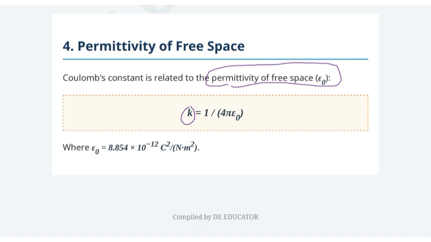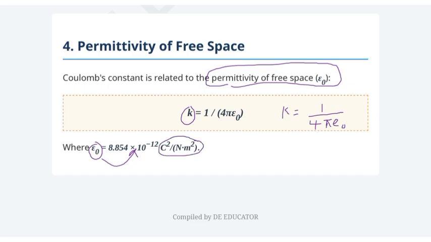So what exactly is the relationship between Coulomb's constant and permittivity of free space? The relationship is K is equal to 1 over 4 pi times the permittivity of free space. Please don't mind the way I wrote my epsilon, but you can still write it down. Now, this epsilon naught has a constant value of 8.854 times 10 raised to power minus 12 Coulomb square divided by Newton meter square. So please take note of this.